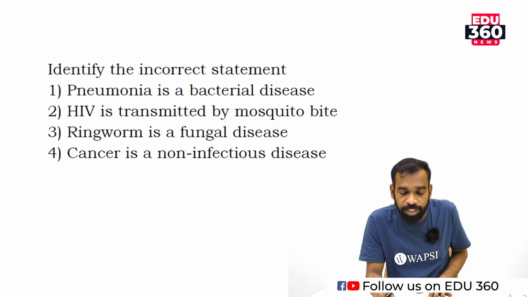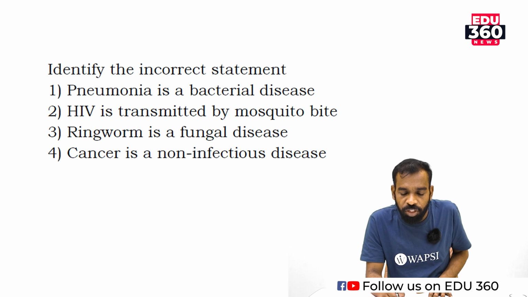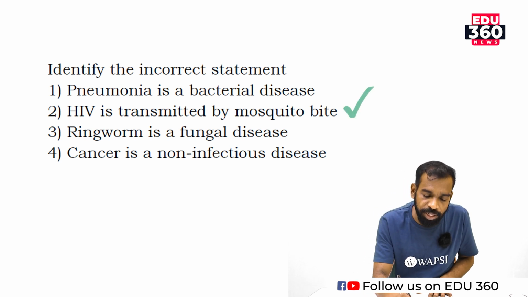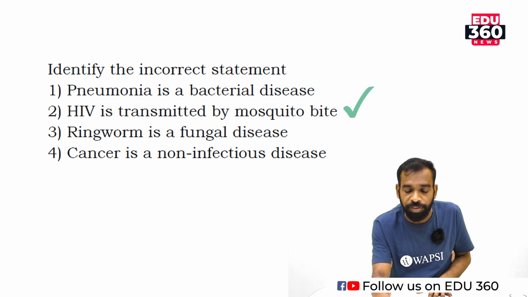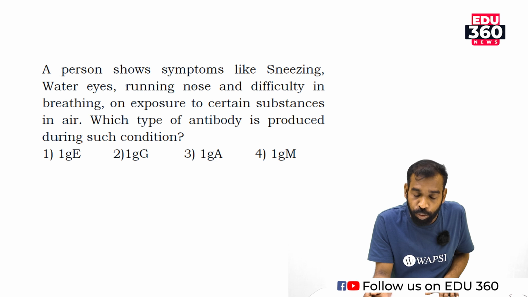Pneumonia is a bacterial disease. HIV is transmitted by mosquito. Ringworm is a fungal disease. Cancer is a non-infectious disease. The answer is very easy. The incorrect one is: HIV is transmitted by mosquito bite. Move to the next question.